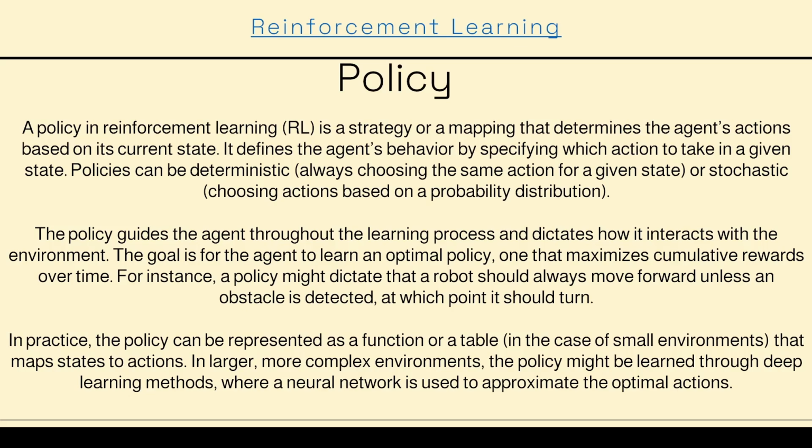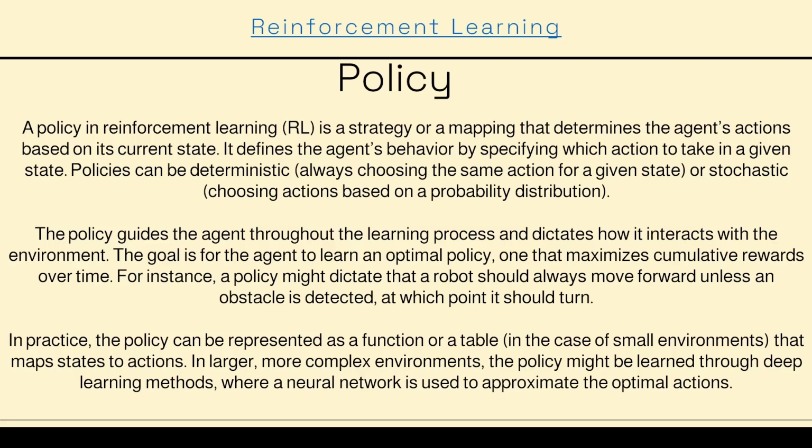In practice, the policy can be represented as a function or table. In the case of small environments, it maps states to actions. In larger, more complex environments, the policy might be learned through deep learning methods where a neural network is used to approximate the optimal action. The last line is the most important one to understand. A policy can be mapped in a table for a small environment, because for a big environment with so many states or actions, it's impossible to make a table that maps states to actions.